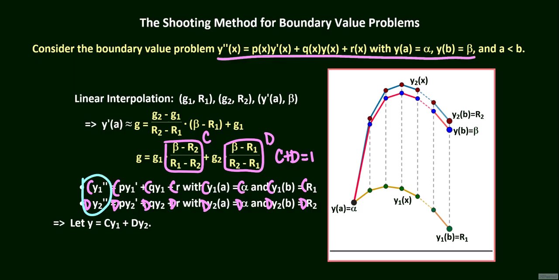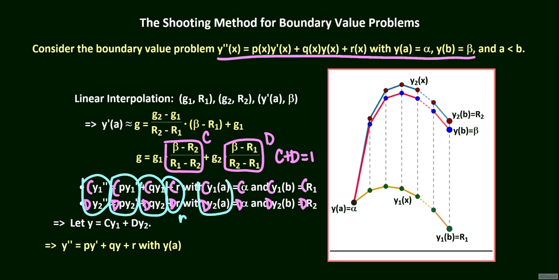c times y sub 1 double prime plus d times y sub 2 double prime is y double prime. On the right side, we have p times y prime plus q times y. Since c plus d equals 1, cr plus dr equals r. y of a equals c times y sub 1 of a plus d times y sub 2 of a, or c times alpha plus d times alpha, and since c plus d is 1, y of a is alpha.